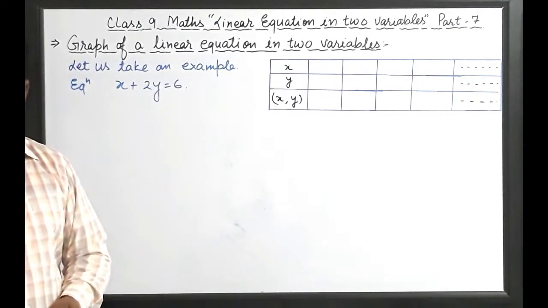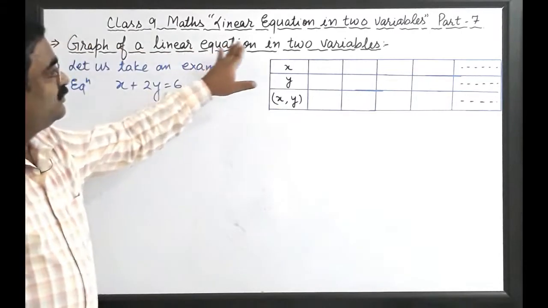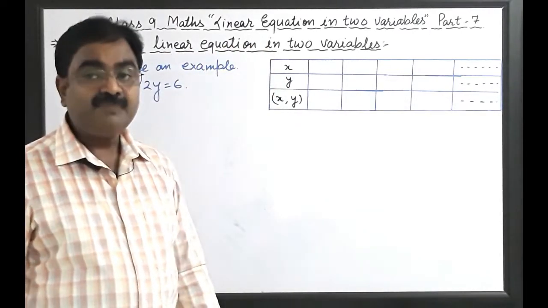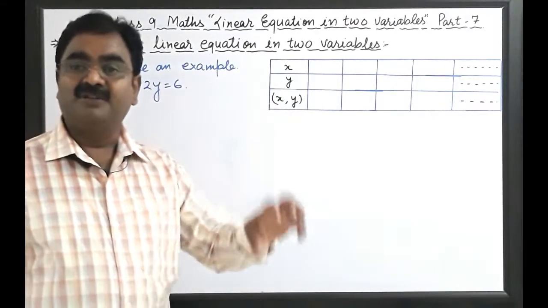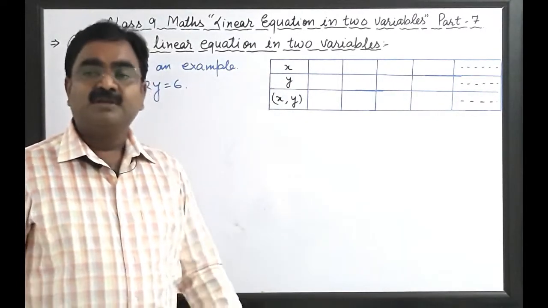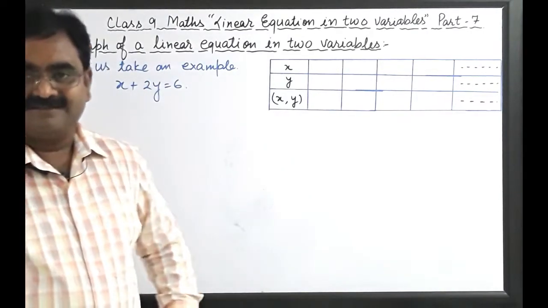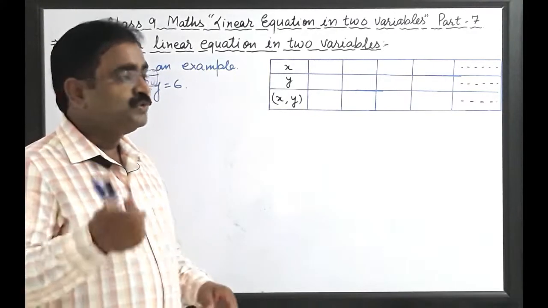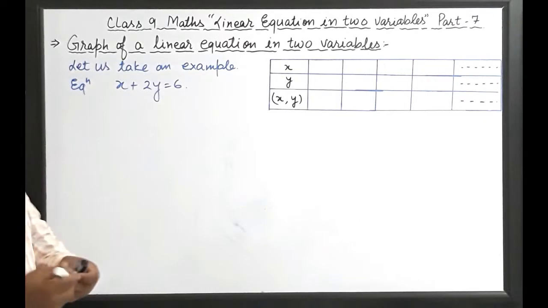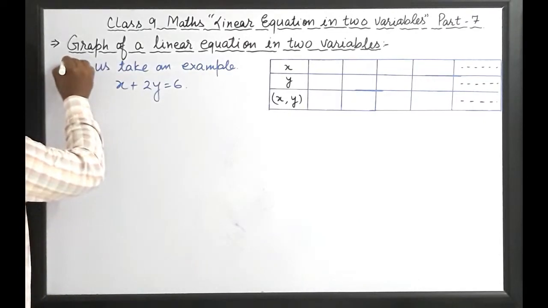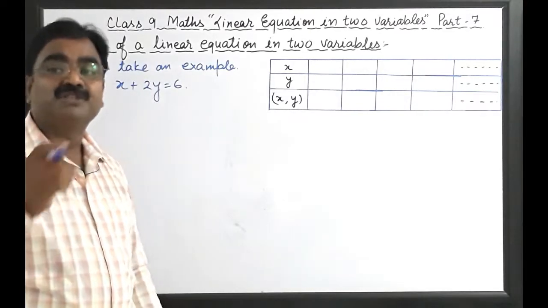Right children, so today to understand this graph of linear equation in two variables, as in the theory part we have read at the last what is the graphical method of linear equation in two variables. Here we are going to see a few examples and sums of exercise. Right? Sure. So here we have taken an example. Let us take an example of the equation x plus 2y equals to 6.